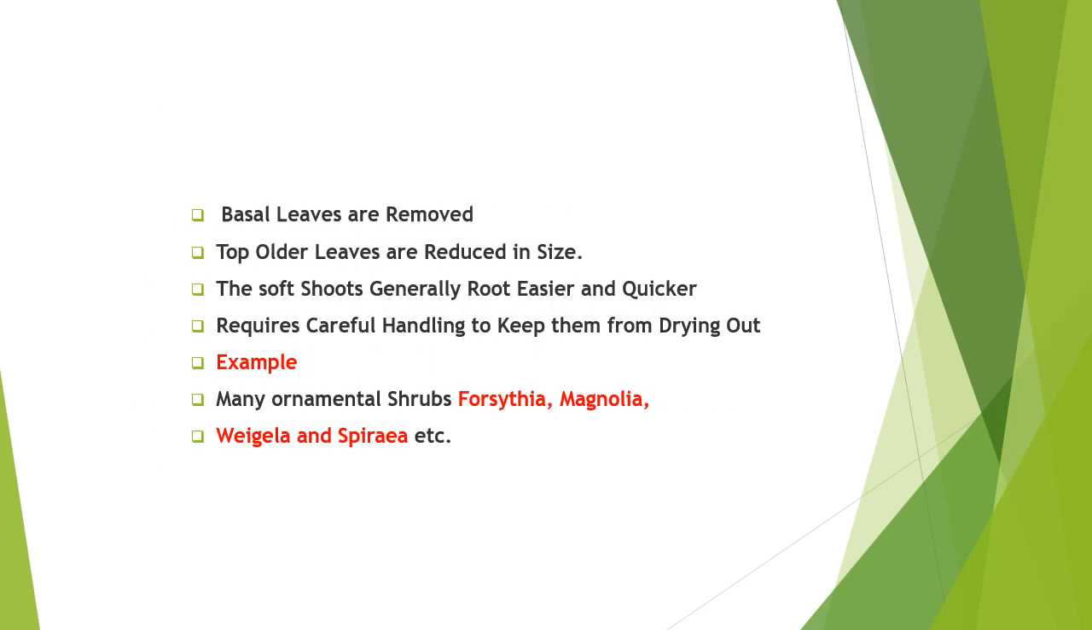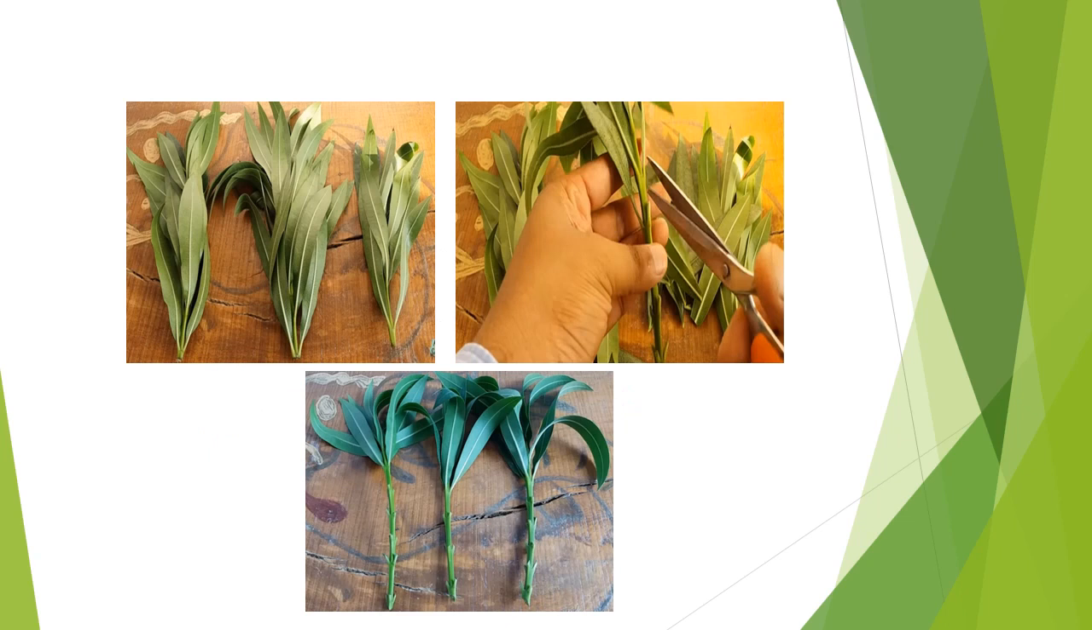Softwood cuttings. Here are some of the softwood cuttings, as this is nerium. The cutting is taken of this size, 3 to 5 inches, and you are removing the basal leaves to conserve water, and this is the cutting which can be planted or which can be treated.